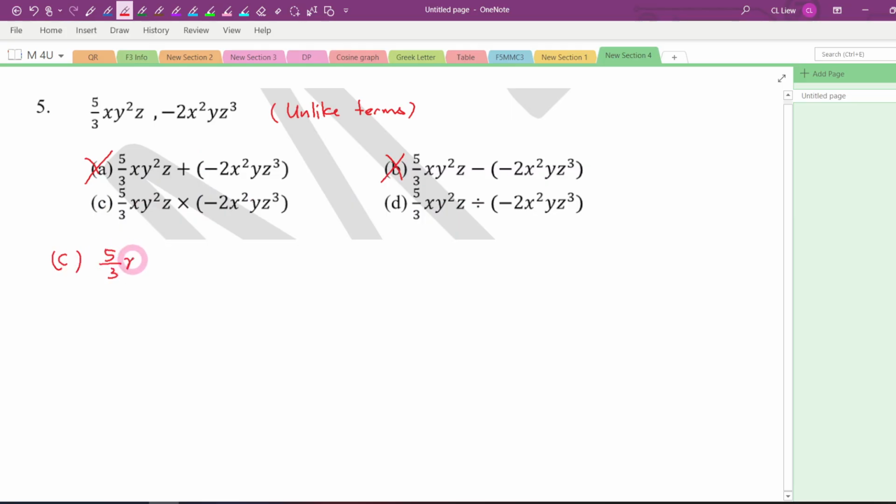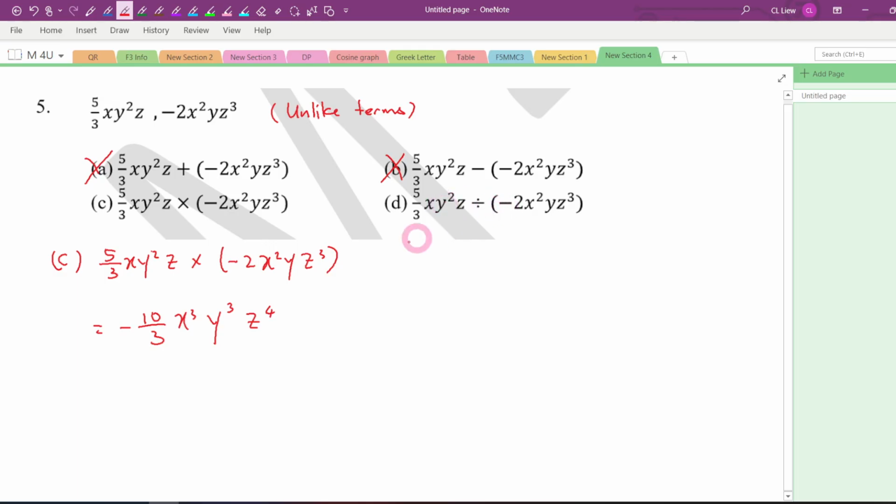5 over 3 x y squared z times negative 2 x squared y z cubed. For the coefficient part, you can just use your calculator to help you. 5 over 3 times negative 2, you will get negative 10 over 3. x times x squared, x power 3, 1 plus 2. y squared times y, power 3, again 2 plus 1. How about z? 1 plus 3, you get 4. This is the way we solve the multiplication between two algebraic terms.